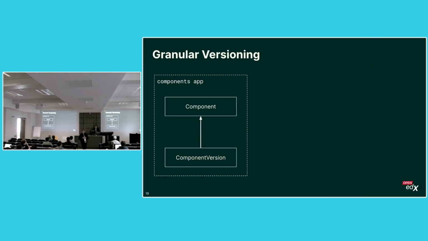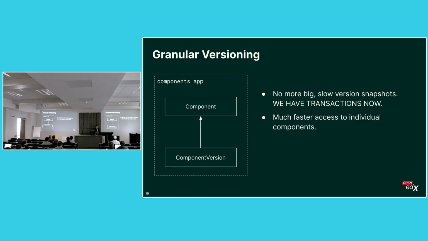So of course, the obvious solution to this is to have granular versioning. Here we have the components app. It's an app in Learning Core. And you have a component and you have a component version. So there's no more big, slow version snapshots. And we have transactions now. It's a thing. It's great.